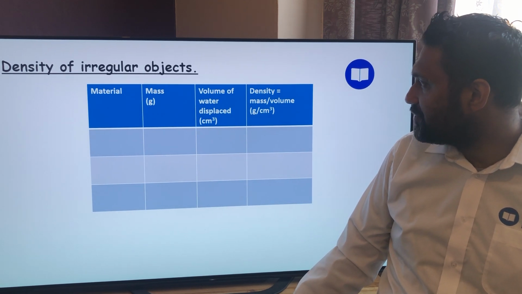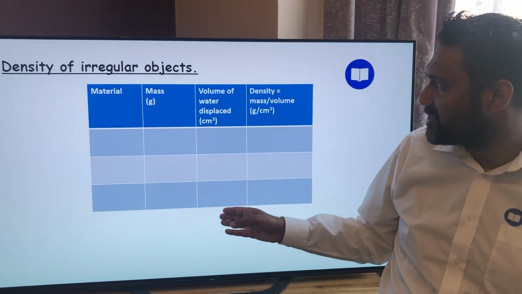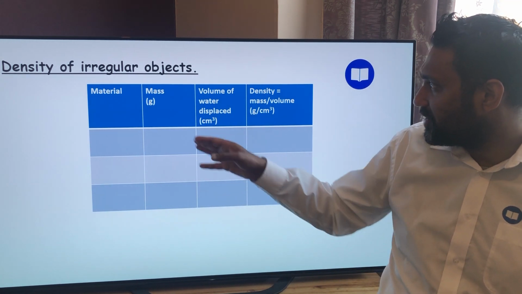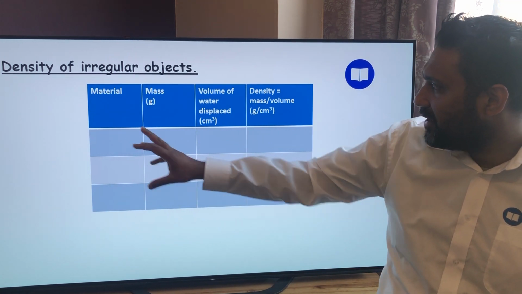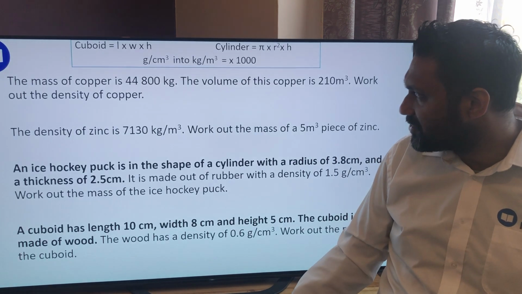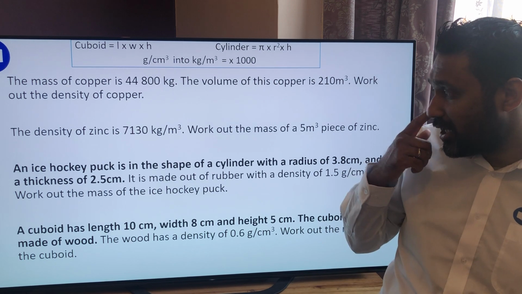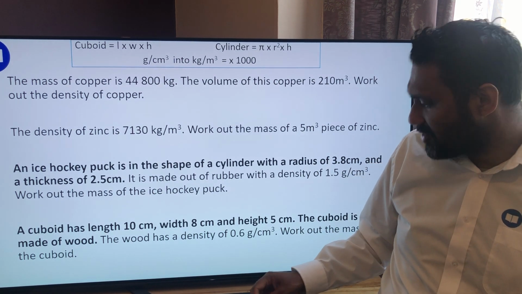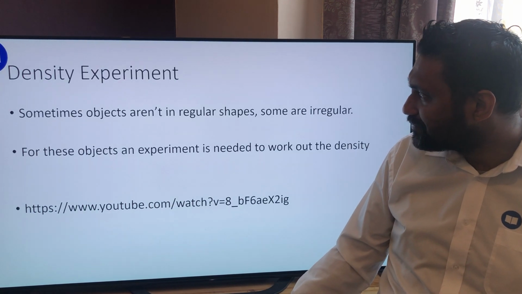And the irregular object, you do the same thing again. So same results table: the volume of the water that's been displaced, which is the volume of the object, and the mass. Write down the mass when you weighed it, write down what it is, like a stone, a piece of rubber, whatever it is, and you can calculate your density. So these are some of the practicals that we did in class. Here's a few little example questions for you guys to have a go at.